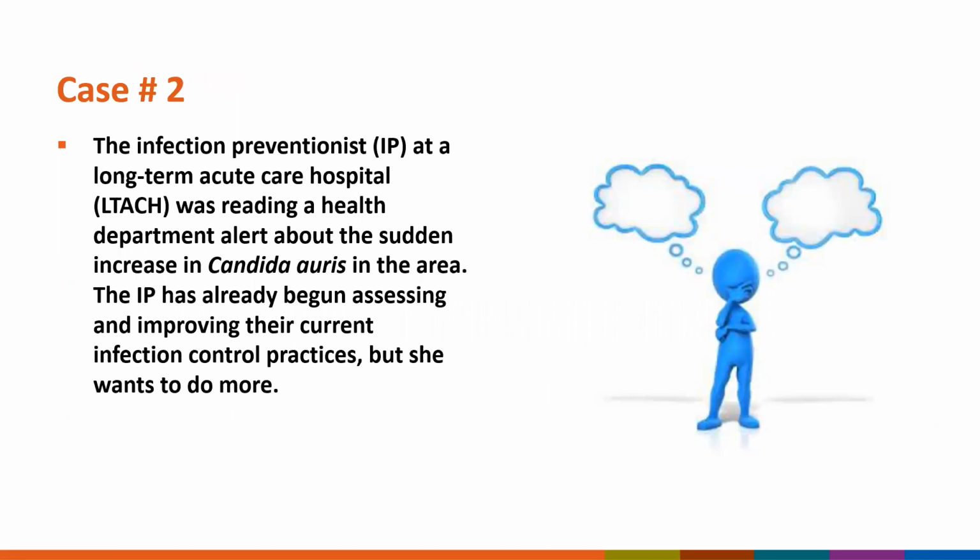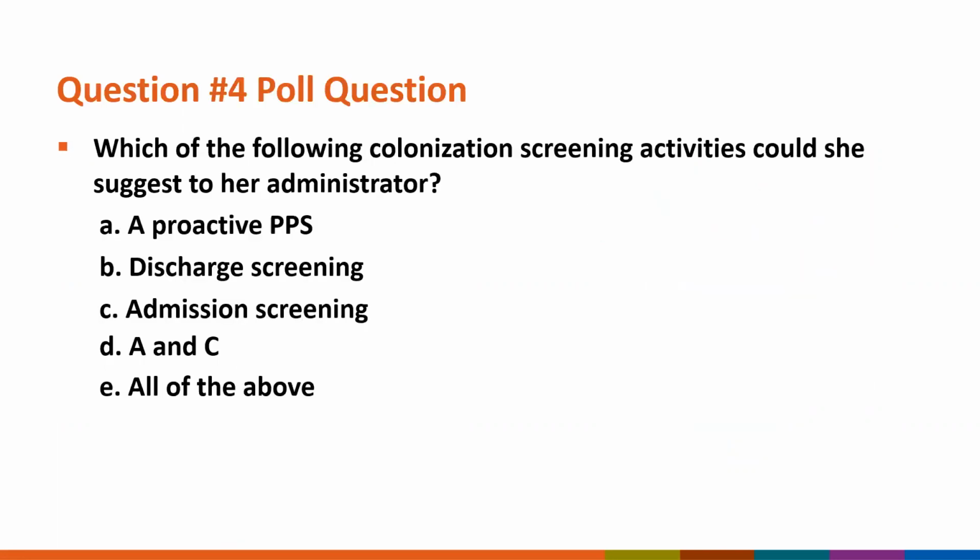We have an infection preventionist at a long-term acute care hospital, or LTAC. She was reading about a health department alert regarding Candida auris in the area. She already started assessing and improving her current infection control practices, but she wants to do more. Our next question is, which of the following colonization screening activities could she suggest to her administrator? A, proactive PPS, B, discharge screening, C, admission screening, D, A and C, which are proactive and admission screening, or E, all of the above.